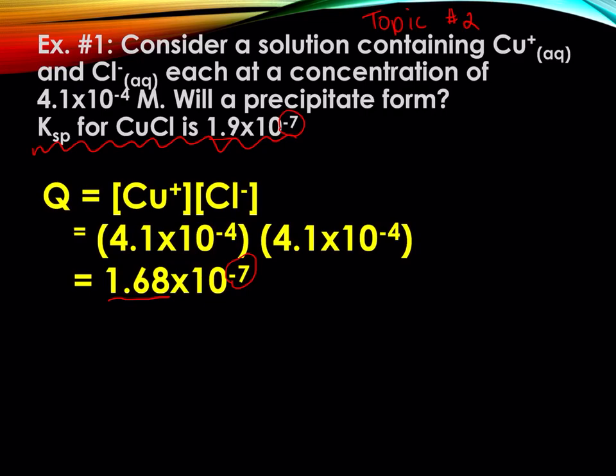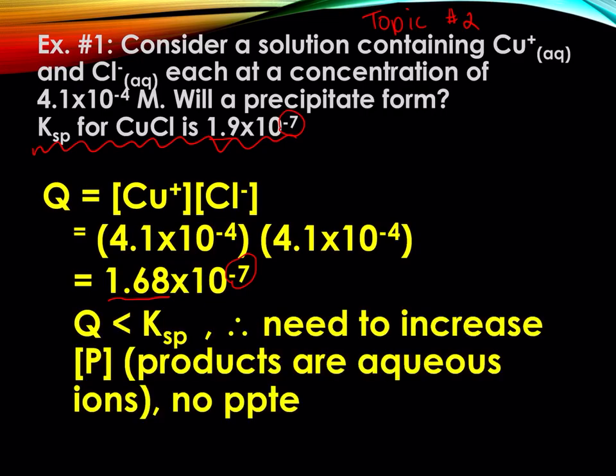So Q is less than KSP, so that means if it's less than KSP, it needs to increase. If you have a fraction, how are you going to increase? You need to increase the top of the fraction. In our case, what's always at the top? Products. And specifically for solubility, products are always aqueous ions, so no precipitate.